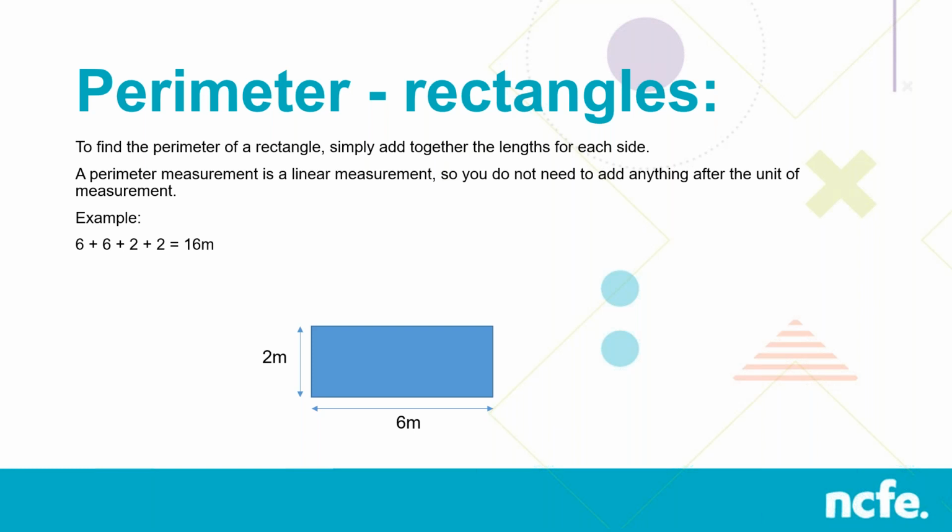It's best to teach this as simply adding up the sides. If the learners do make the connection that they can calculate 2 times the length and 2 times the width to get the same answer, that's great, but don't teach this because it can lead to confusion between area and perimeter.